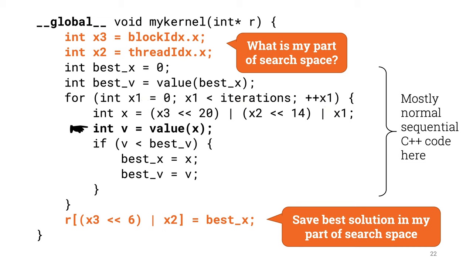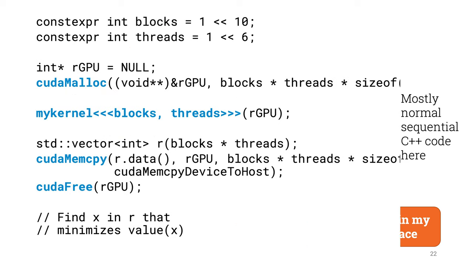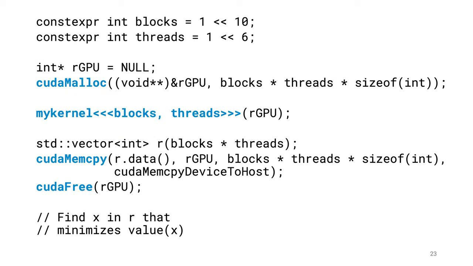Check how good it is and keep track of the best x we have seen. And we are done. Except that, of course, we will need to somehow run this kernel. So let us switch to our main function. This is something our CPU will run. Let's first define the parameters that we will use. 1024 blocks, each with 64 threads.